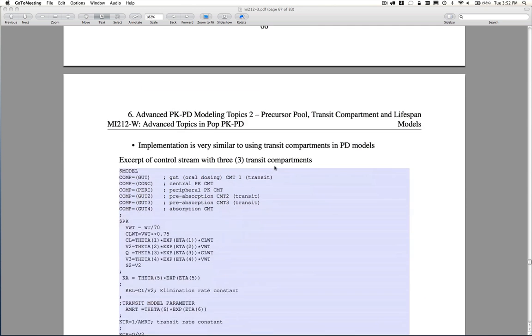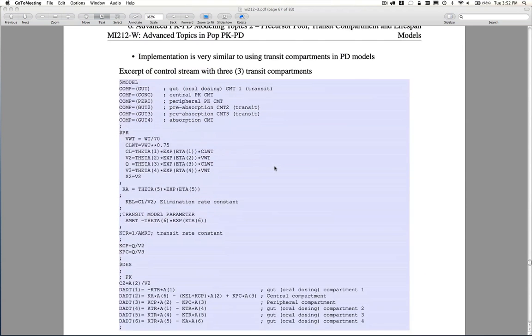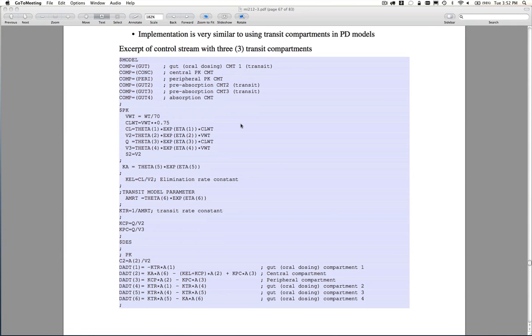The implementation is very similar to the implementation in the PD models, where again, we've got your typical gut. I've kept the ordering of compartments 1, 2, and 3 the same because that's what we're used to seeing. It doesn't matter what order you put it in, as long as you write the differentials appropriately. So compartment 1 is the gut, 2 is the central compartment, the plasma, and then a peripheral compartment. Then we have our 3 transit compartments listed here as gut 2, gut 3, and gut 4.